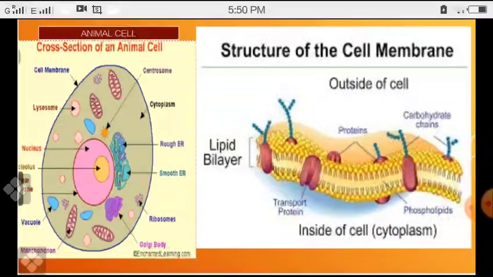Membrane. So you can see a microscopic figure over here, an electron microscopic figure. So it is a bilipid layer. Two layers you can see of the lipid. Then it is made up of proteins, carbohydrate chains, and phospholipids and all. There are some transport channels also through which the transportation of materials takes place in and out of the cell. The cell membrane is very, very flexible.